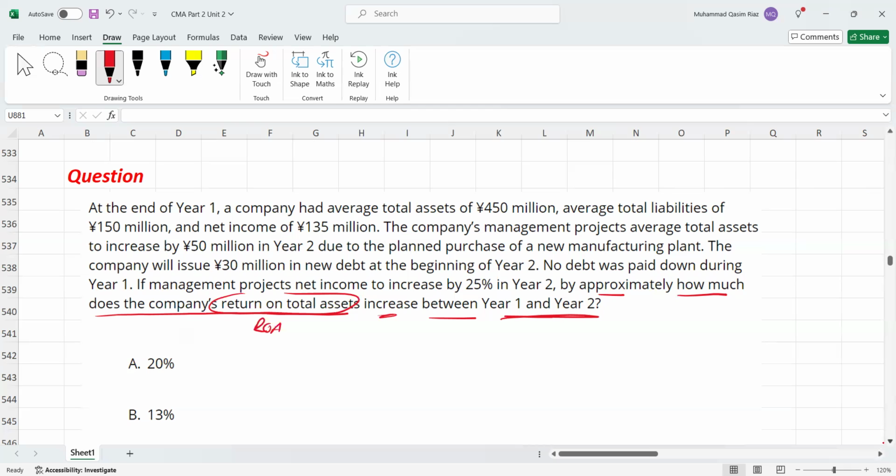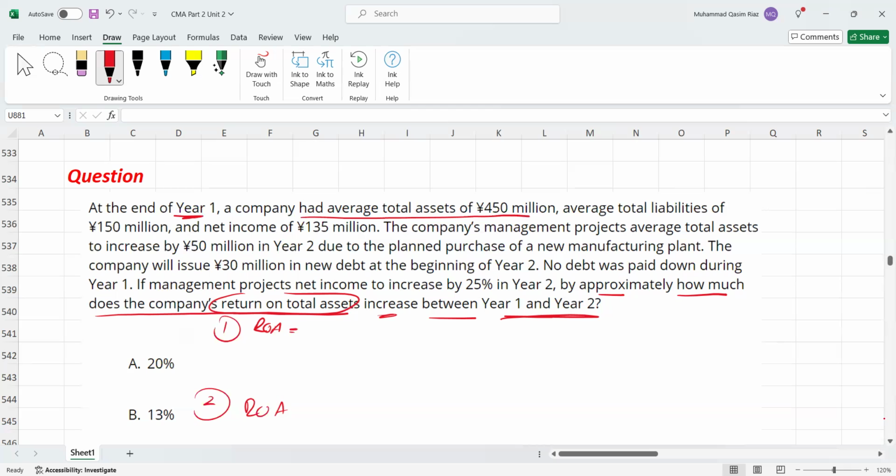So it means, guys, first of all, we need to find out return on asset in year one, right? Then you have to find out return on asset in year two. Then we can see how much it has increased or decreased. So here we go. Let's go to the question now. At the end of first year, a company had average total assets of 450 million yen. This average total asset is given.